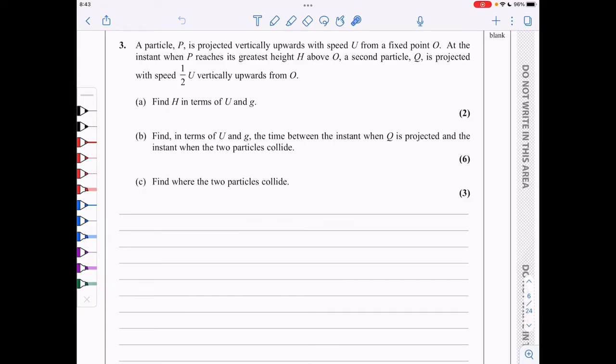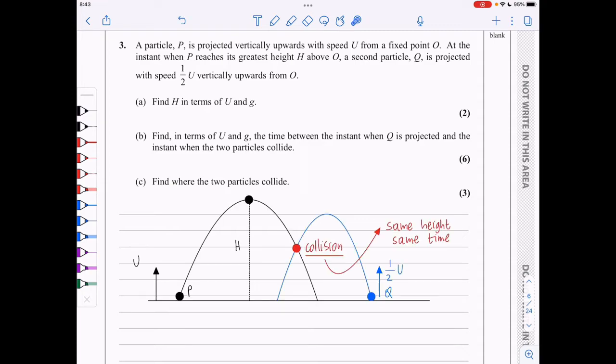Obviously, I need to start by investing some time drawing a nice diagram illustrating all the given information just to have a visual understanding of what's happening. This is the situation here. We've got P projected from ground with an upward speed of u. It reaches a maximum height of h, then goes down. The moment that P attains the maximum height h, Q is projected upwards with a speed of a half u. At some point they collide, at this point that they have the same height and it's the same time.